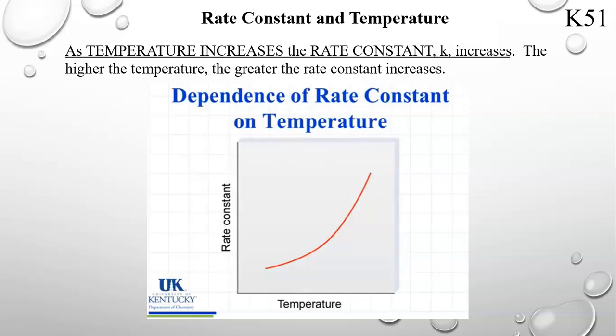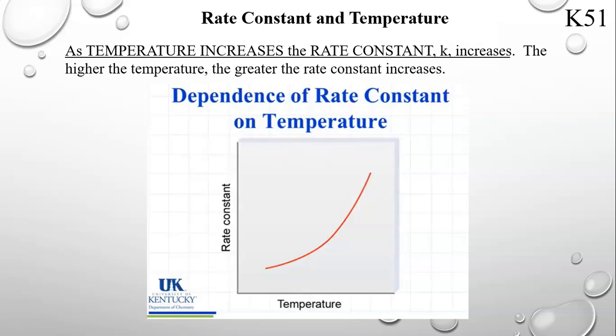So as temperature increases, as you go from left to right on the bottom axis there, the rate constant gets bigger and bigger. So higher temperature means the molecules are moving faster, they're smashing into each other harder, and so the rate constant is going to go up. That means the reaction is going to happen faster.